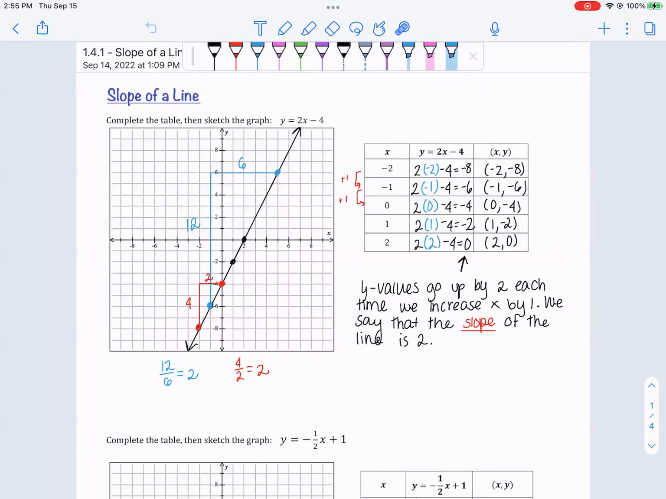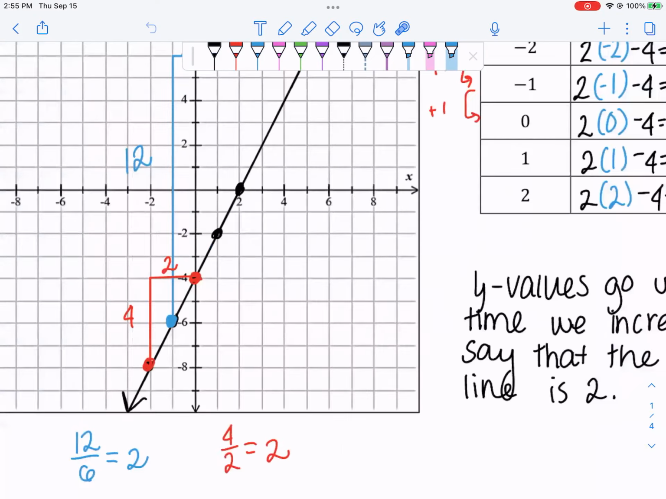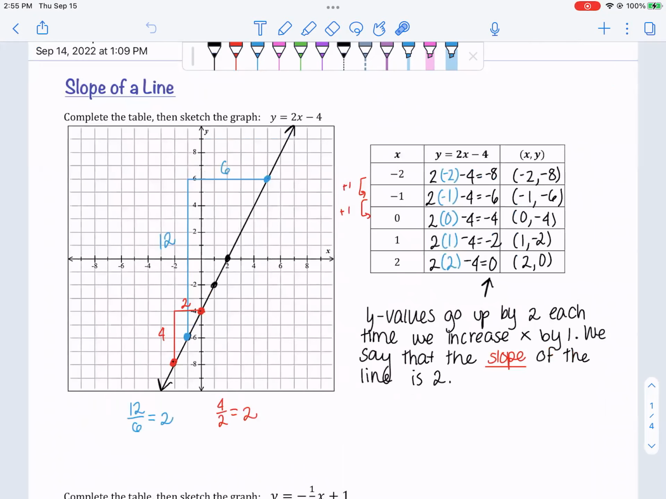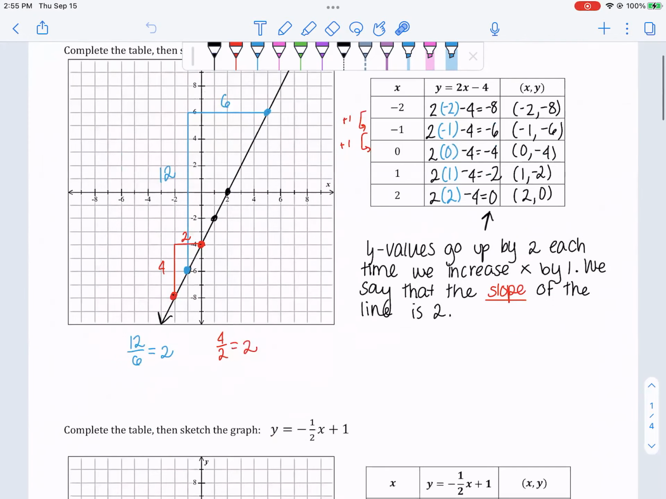One, the slope of this line ended up being 2. And two, the y-intercept of this line is -4. I know it's kind of crowded in there, but the y-intercept of this line is -4, and the slope is 2. And I want you to pay attention to what this formula looks like.